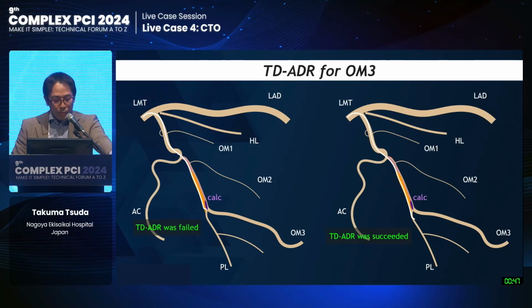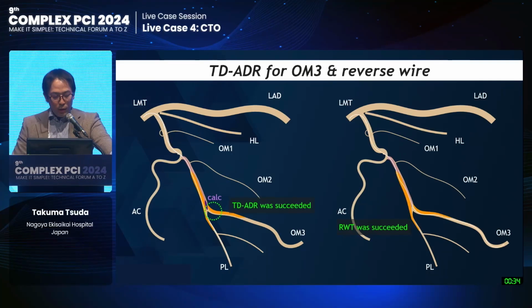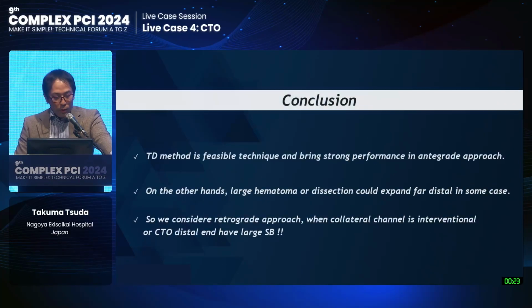So I tried a more distal site to perform the TD-ADR. And after that, because the reverse wire technique also failed to protect the OM branch, I performed the TD-ADR again for the OM branch like this, and performed the reverse wire technique from the OM branch. So in my conclusion, the tip detection method is a feasible technique and brings strong performance in the antegrade approach.